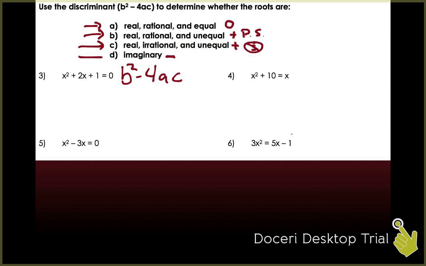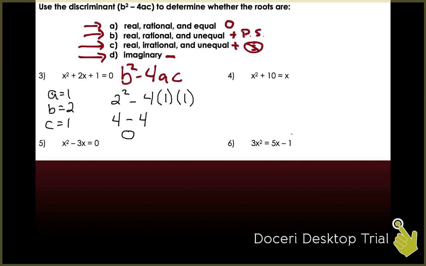So we need to figure out, is it A, B, C, or D? Well, in this case, we know that A is 1, B is 2, and C is 1. So b squared minus 4ac is going to be 2 squared minus 4 times A, which is 1, and C is 1. So 2 squared is 4, minus 4 times 1 times 1 is 4. 4 minus 4 is 0. Well, if we are at 0, we know that the roots are going to be real, rational, and equal. So that would be choice A.